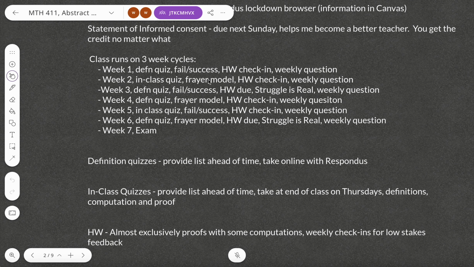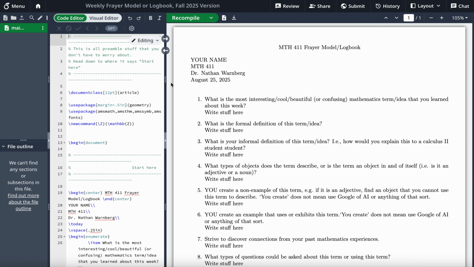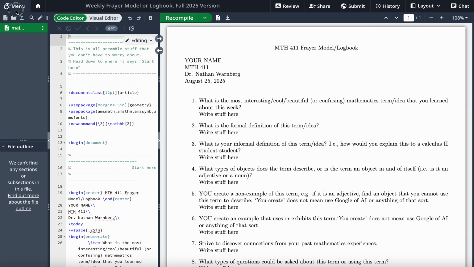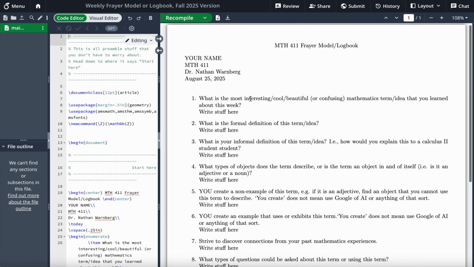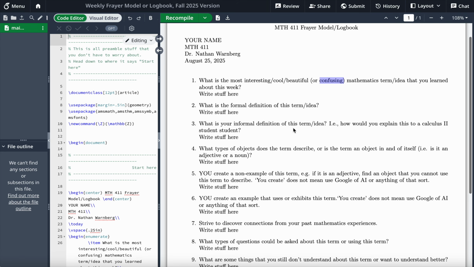And then week 2, you're going to have a Frayer model. For the Frayer model, again, there's an assignment in Canvas, and you go to this Overleaf link, and here you are, and then you click on menu, copy project. So what a Frayer model does is it's a way to help you dig into an idea that is really interesting or cool to you, or something that you're really confused about. I would say most students find it most beneficial to dig into something confusing, because essentially by the end of this assignment you should be unconfused.